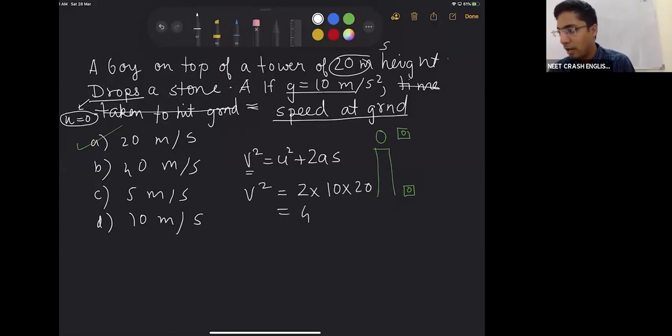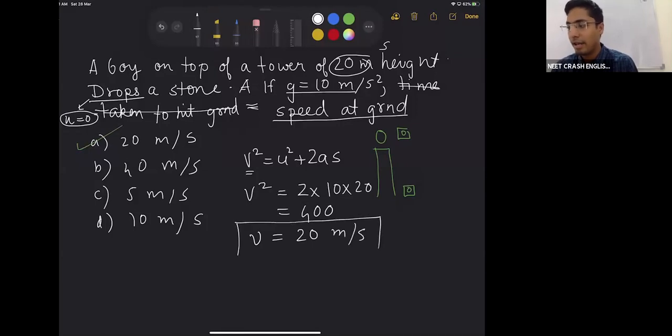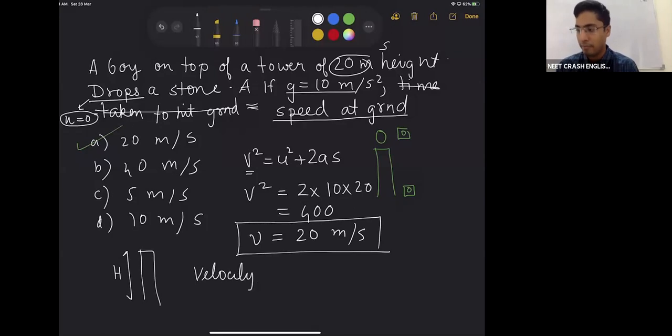So that is 400, which means V is 20 meters per second. You can either remember the formula or remember the equations of motion and just substitute values. The alternate formula is for dropping. If you have a tower of height h, the velocity at the bottom is root 2h upon g, right? That is the formula for those of you who want to remember the formula.